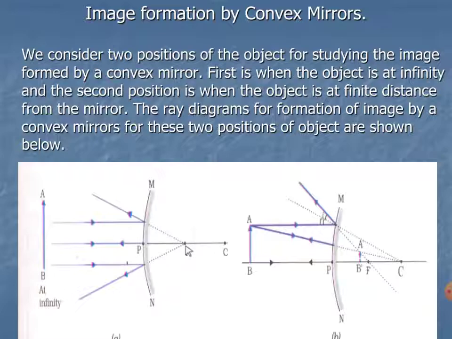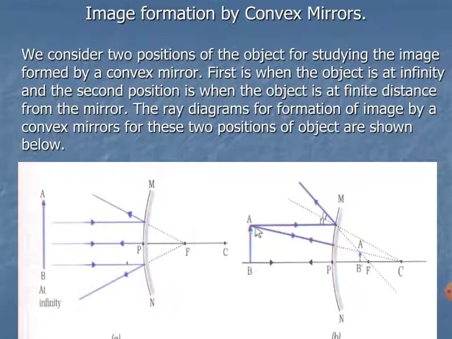If it is virtual, the nature will always be erect. So the image is virtual, erect and highly diminished, very small, just like the size of a point. And when the object is placed in front of the mirror at a finite distance, what happens? One light ray parallel to the principal axis, after incident onto the mirror, the reflected ray seems to be coming out from focus like this, right?